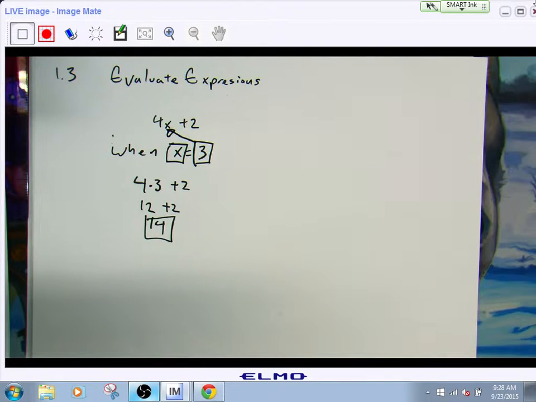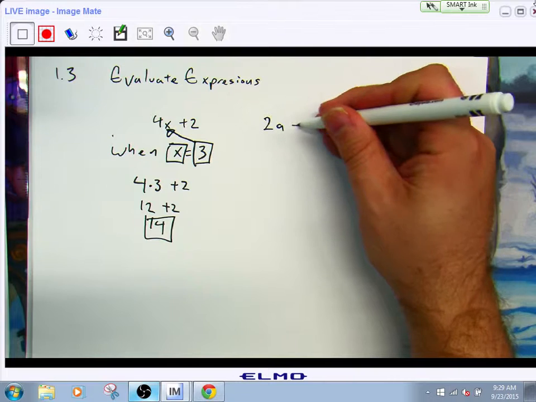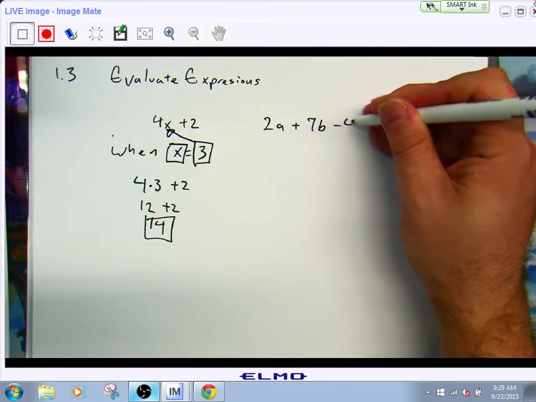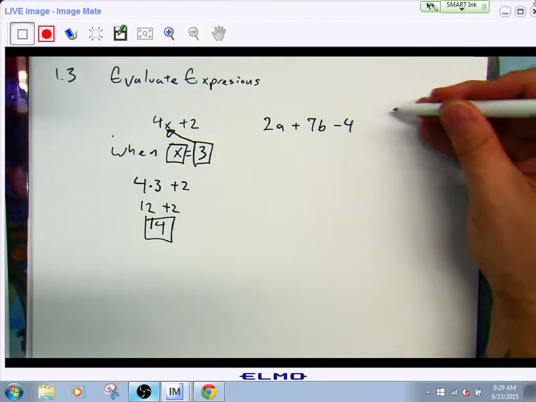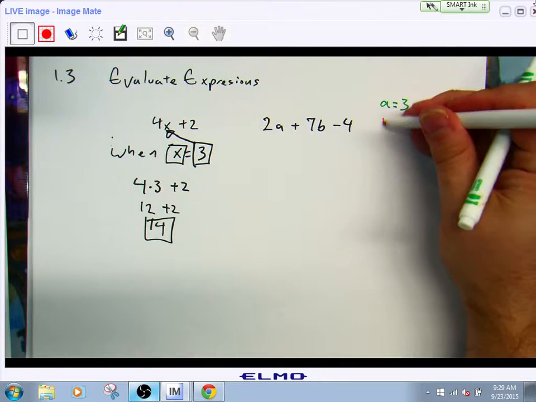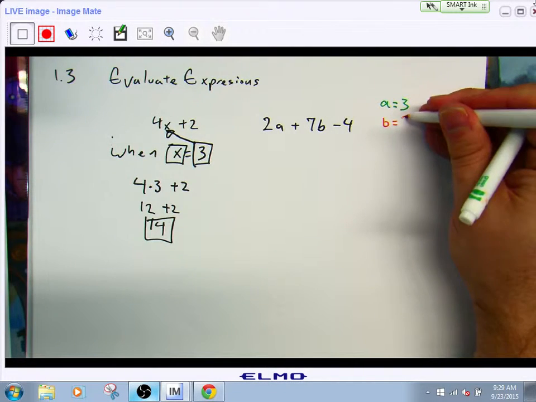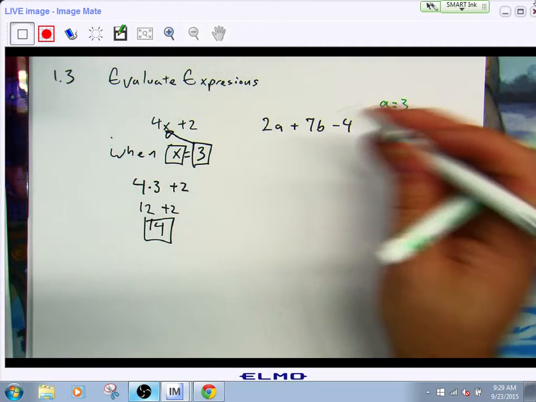Now we might have something a little bit more complicated. For example, I might say something along the lines of 2a plus 7b minus 4. And I want you to figure it out when a equals 3 and when b equals 2. All right? And so to do this, we're just going to go back to our original expression and we're going to substitute in here, right?